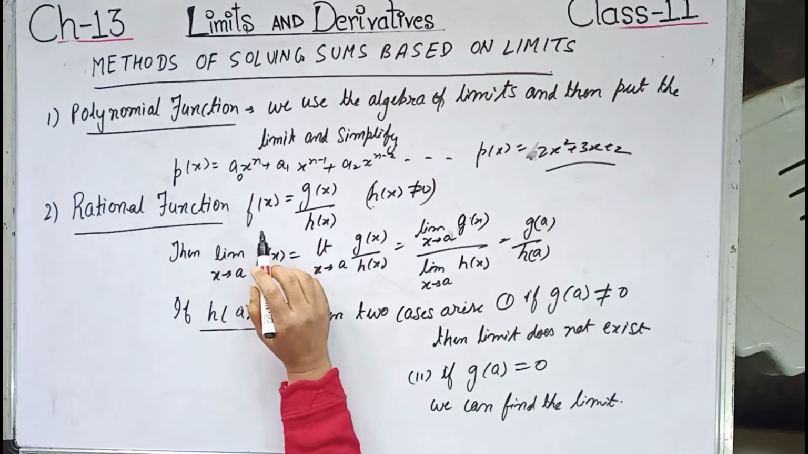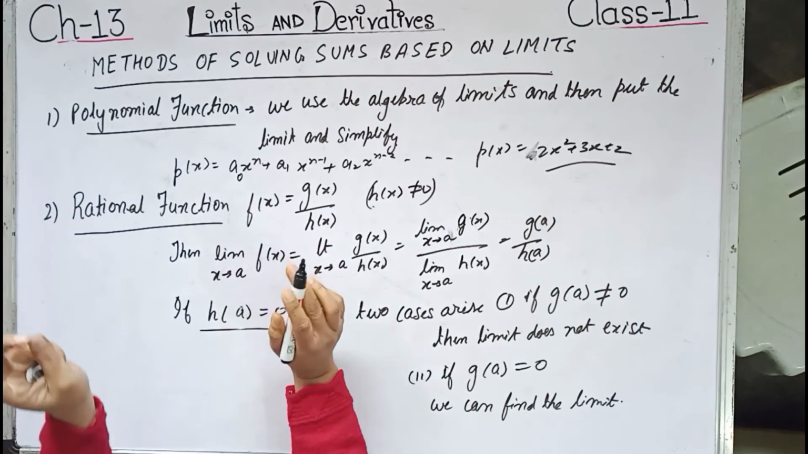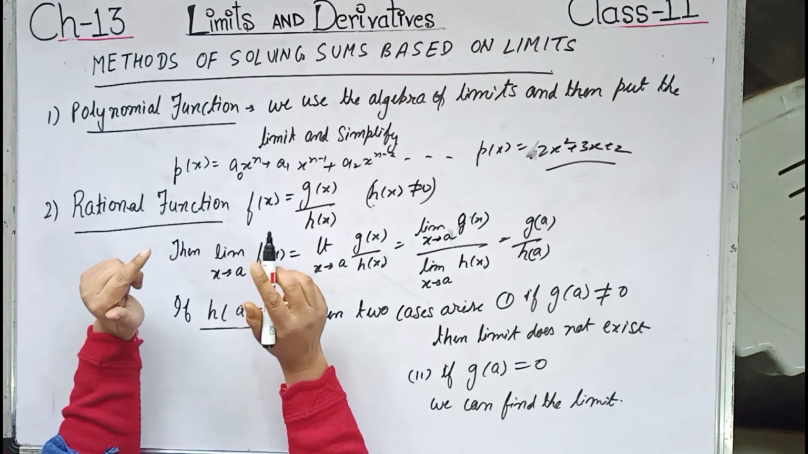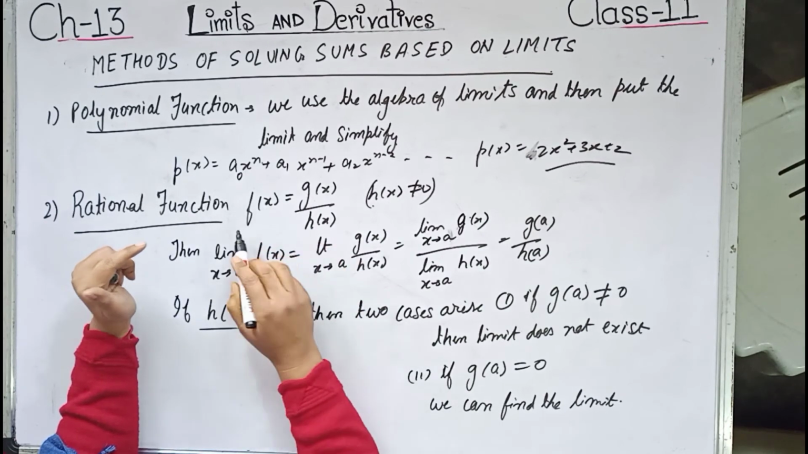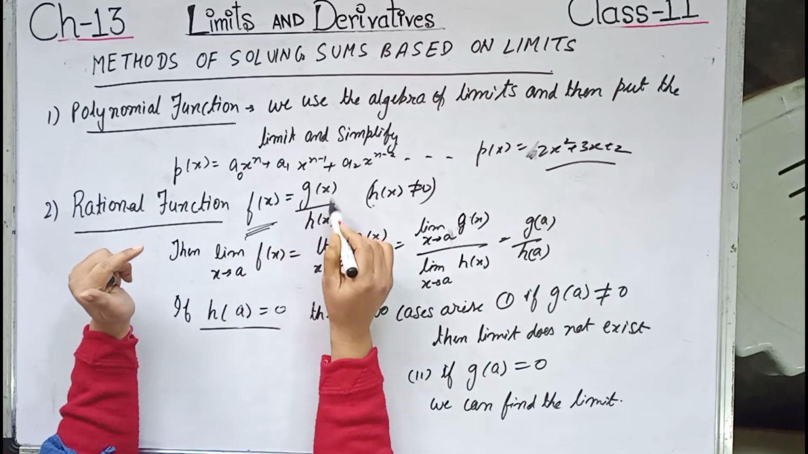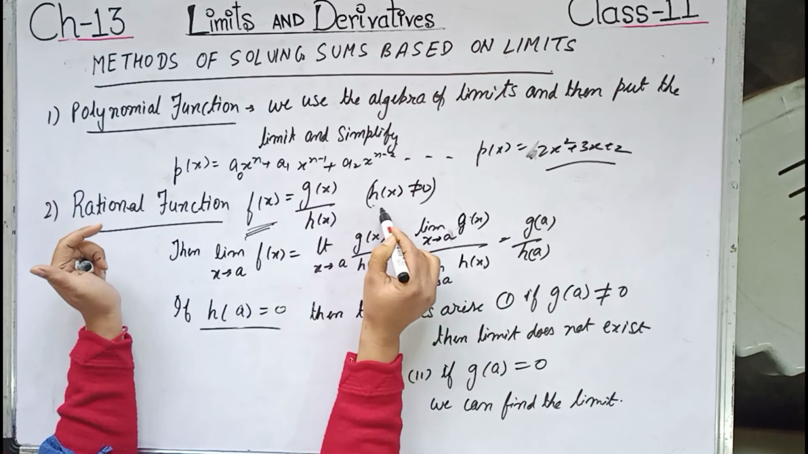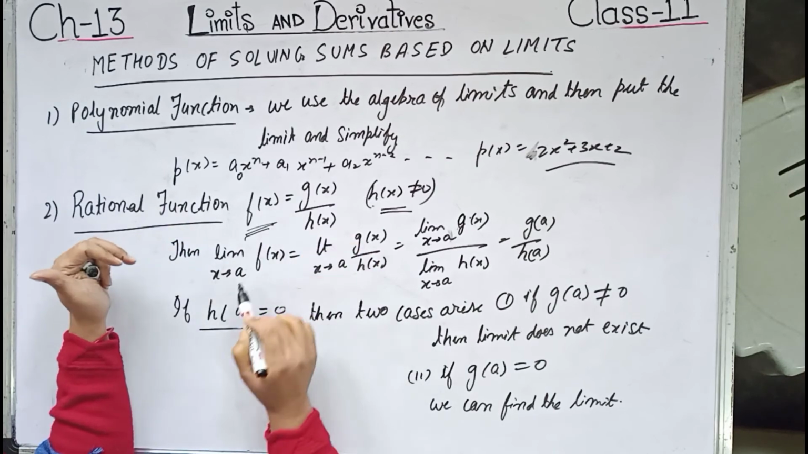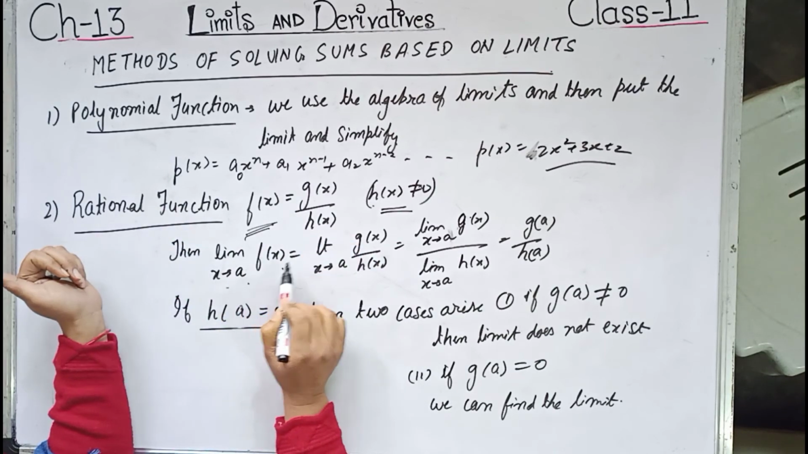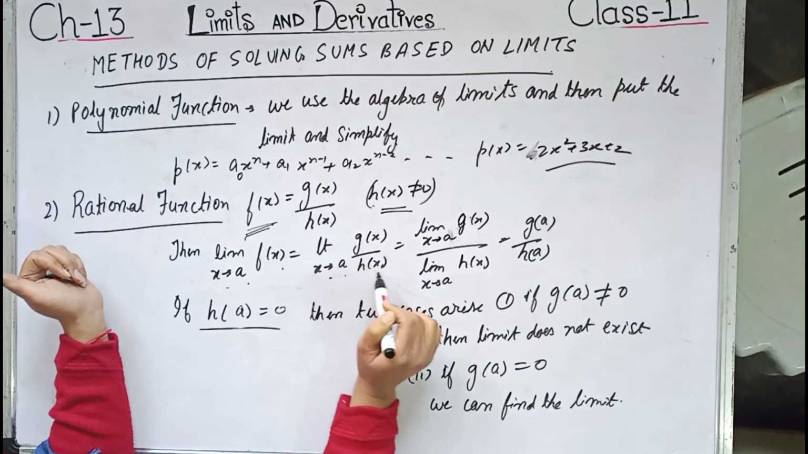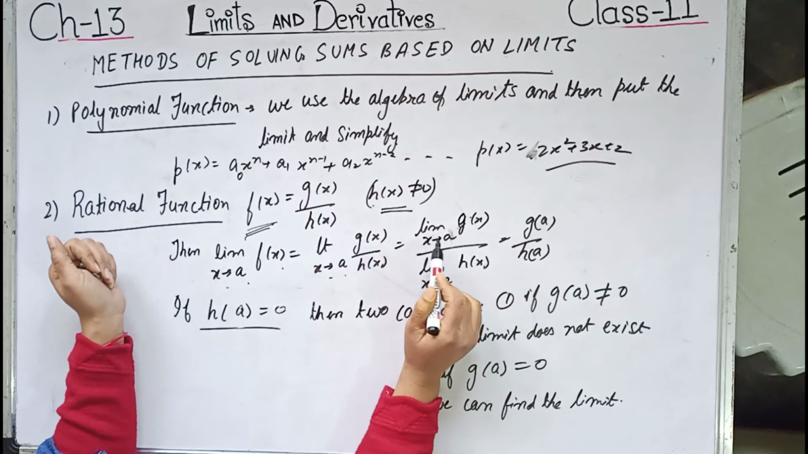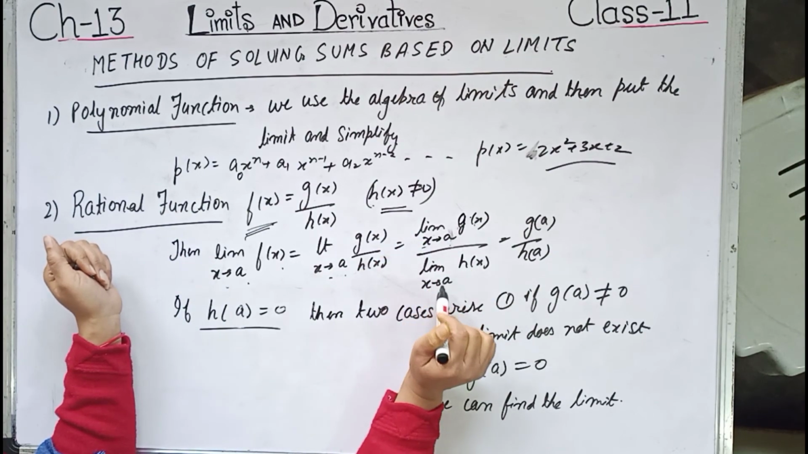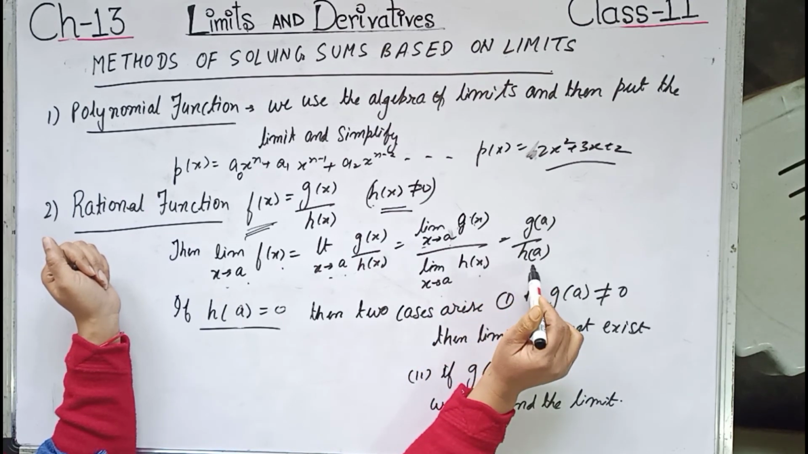Now rational function, we know that a rational number is in the form of p by q where q is not equal to 0 and p and q are integers. So a function f(x) in the form of g(x) by h(x) is called a rational function where h(x) should not be 0. Now to find the limit at x tending to a, the limit x tending to a f(x) will be limit x tending to a g(x) by h(x). Now again using the algebra of the limits, limit x tending to a g(x) by limit x tending to a h(x). Now suppose this value is coming as g(a) and h(a).